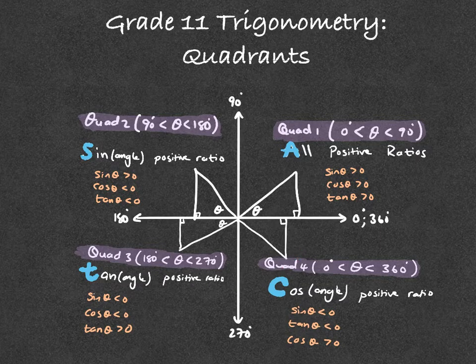So if I give you an angle of 400 degrees, then I actually went around 360 plus 40. So I'm in quadrant 1 again.